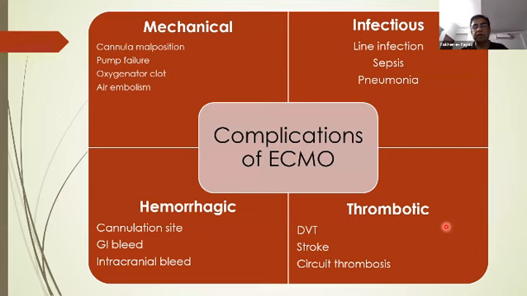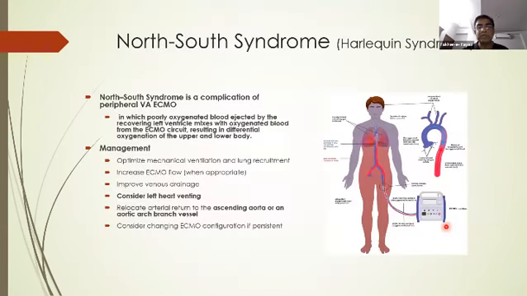Then thrombotic complications can happen: DVT, stroke, circuit thrombosis. And there are bleeding problems, hemorrhage from the cannulation site. Whenever we are losing hemoglobin and we don't have any visible site, we always think of the gastrointestinal tract, that the patient may be bleeding in the gastrointestinal tract. Infection may also happen. I've already told you that infection is the biggest enemy of the ECMO patient.